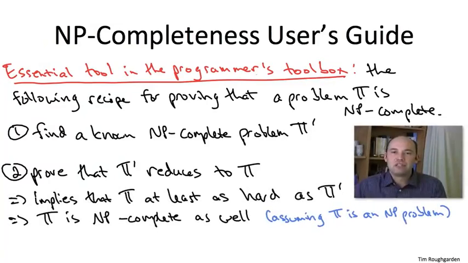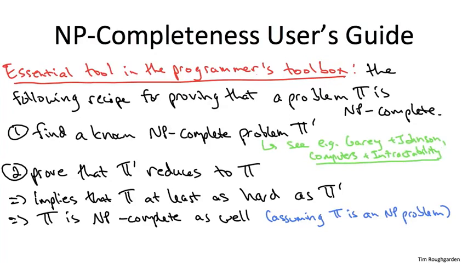So clearly the devil is in the details of successfully executing this two-step recipe. And you might well be wondering, how on earth do I know which NP-complete problem pi prime I should use? And secondly, how am I going to come up with this reduction from this NP-complete problem pi prime to my own problem pi? But don't be intimidated by either of these two steps. With just a little bit of practice, you can actually get quite good at both of the steps and execute this recipe successfully in a lot of different cases.